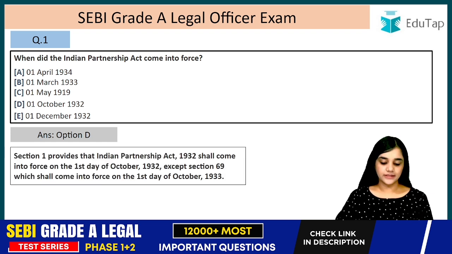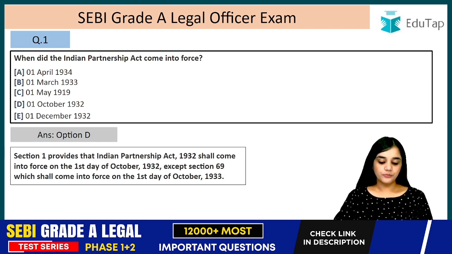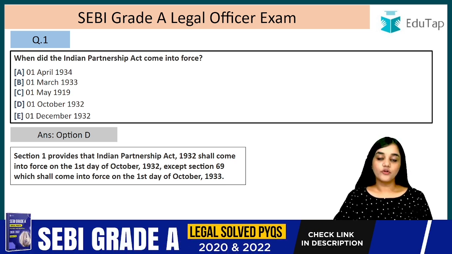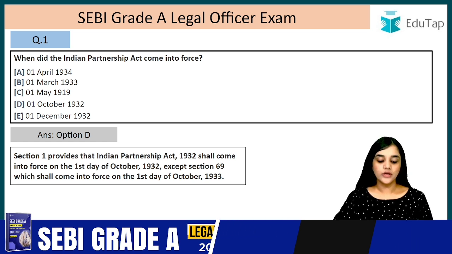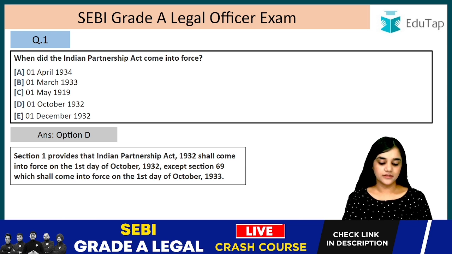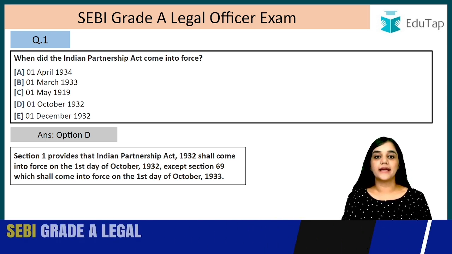And what is the other date? Let's read it first. Section 1 provides that the Indian Partnership Act 1932 shall come into force on the first day of October 1932, except section 69. When does section 69 come into force? Section 69 shall come into force on the 1st October 1933.